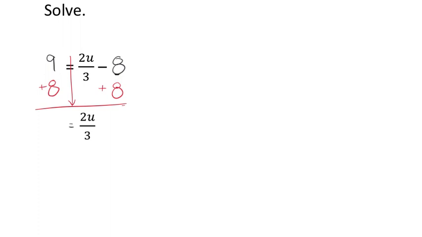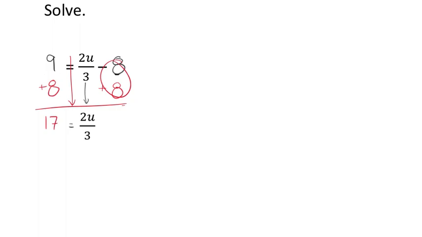All right, so here's what happens. I've got 9 plus 8. I go from left to right. 9 plus 8 is going to be 17. We already dropped the 2u thirds. And negative 8 plus 8, 0. So that isolates our u's. You know, it's going to be kind of jacked up because I didn't choose very good numbers, but that's okay. We can still work with it.